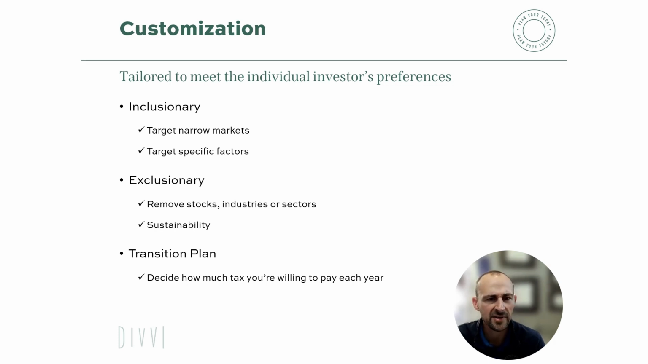So a couple of examples, people might want to be inclusionary of how they invest, meaning I only want to include certain markets. I want to include certain factors in my portfolio, like quality, like size, meaning smaller companies, like value. If they want to have a tilt towards companies with cheap price metrics or things along those lines, that can all be done from a customization standpoint.